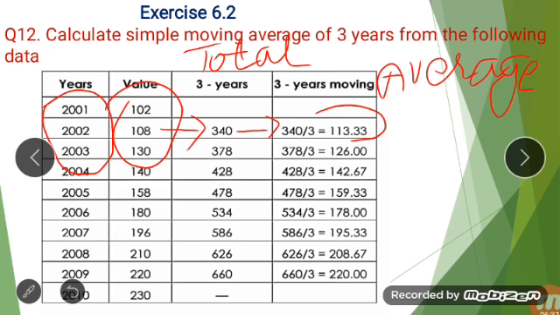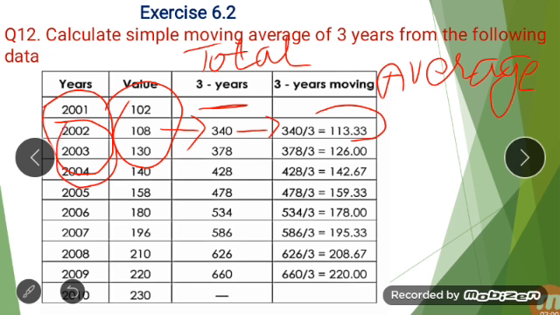As average is the central value, so therefore it is decided to be written against the middle one. We have to skip here, this 340 should not be written against 2001. Now what we have to do, we have to drop the first year. Now we have to find the average of the next 3 years, 2002, 2003 and 2004, for the sake of comparison with the first 3 years.